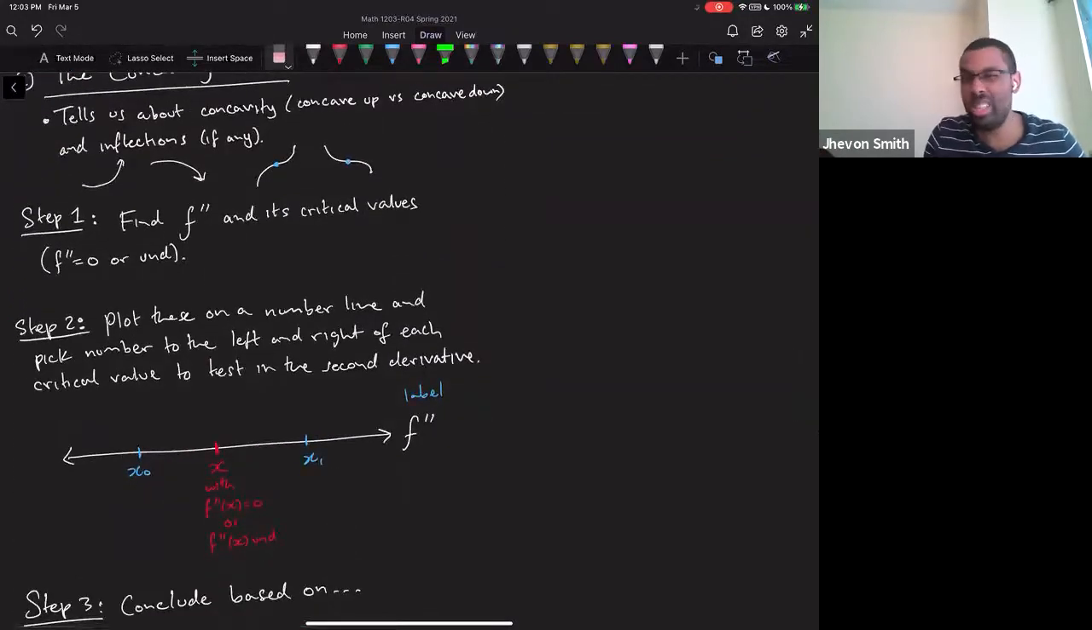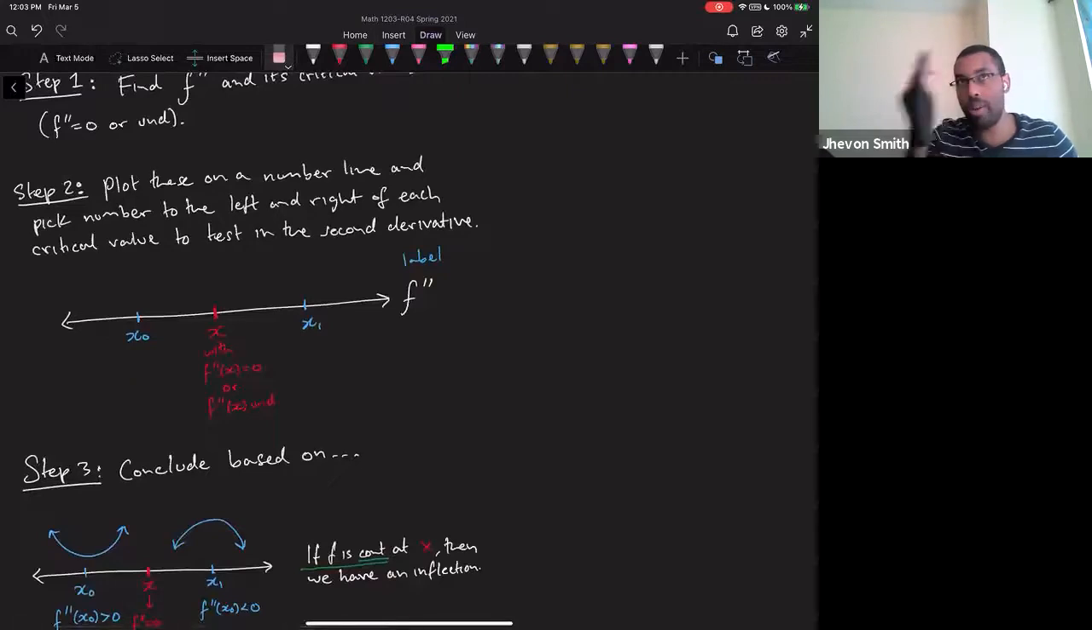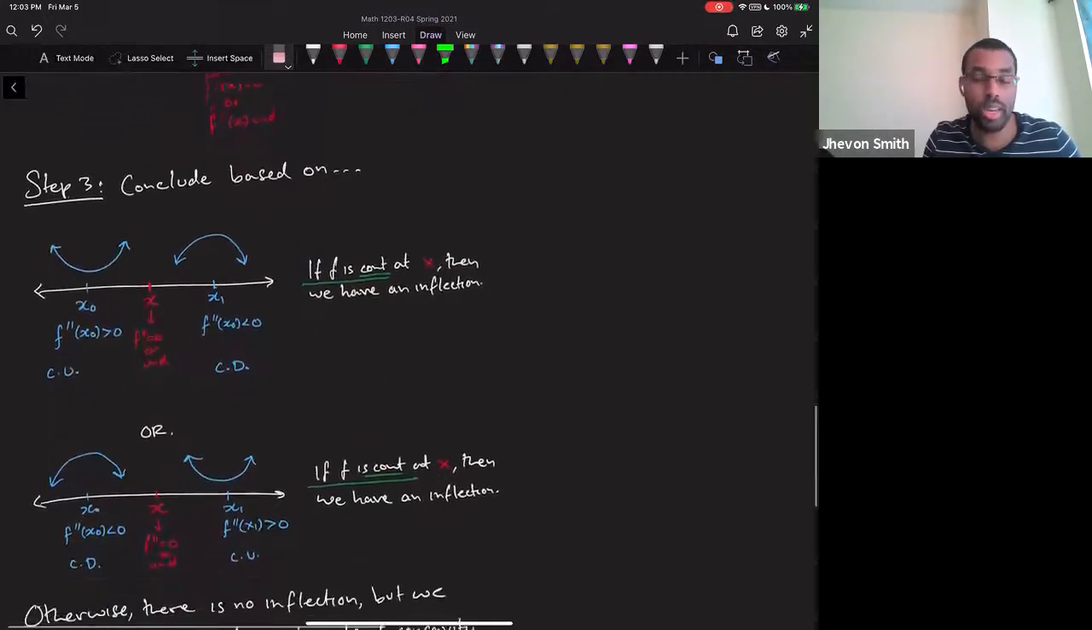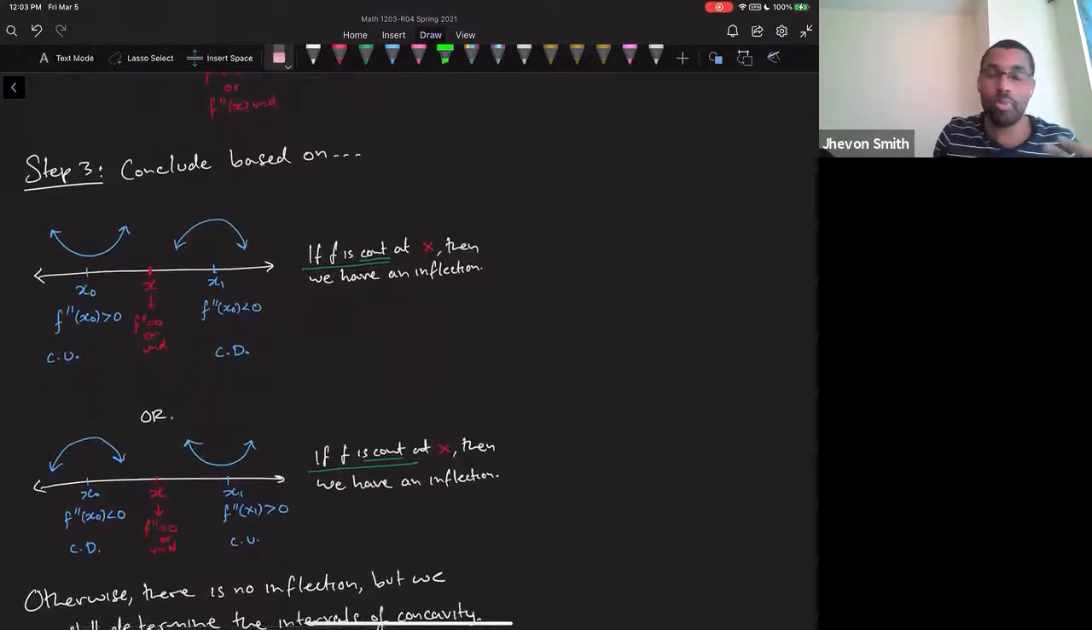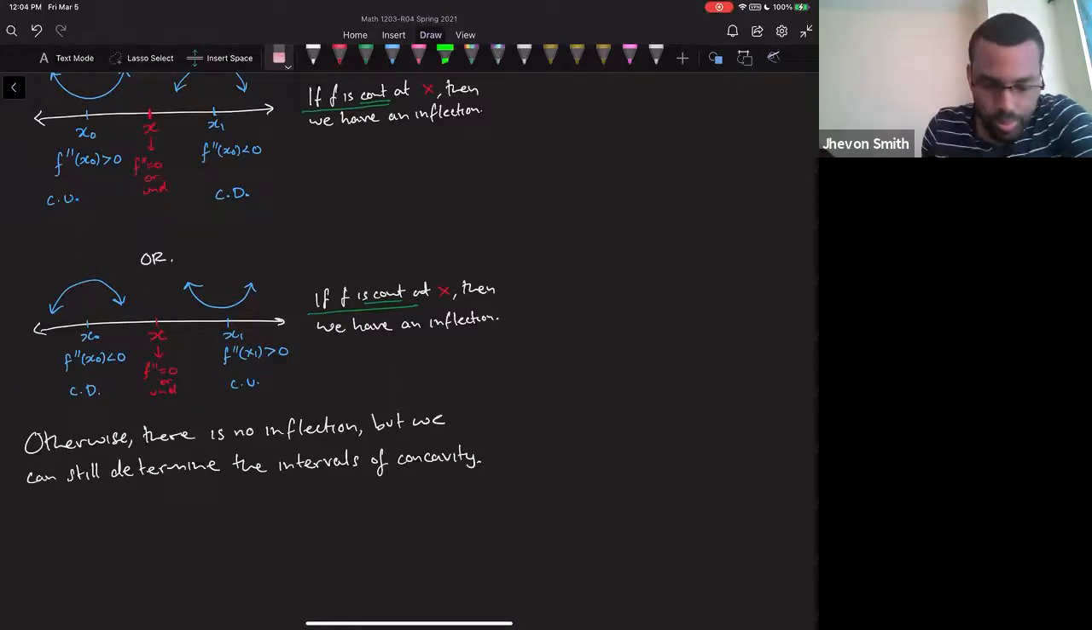The concavity test is essentially the same thing, but with the second derivative. Find the second derivative, figure out where it's equal to 0 or undefined, plot those on a number line, pick random numbers in between them, and plug them into the second derivative. If you get positive, it means you're concave up. If you get negative, it means you're concave down. If you switch from concave up to concave down, or from concave down to concave up, you have an inflection if you're continuous at the point. In any other scenario, you do not have an inflection. But of course, you can still talk about where the concavity is. On this interval, it's concave up. On that interval, it's concave down. You'll still be able to tell that. You just won't have an inflection of which to speak.